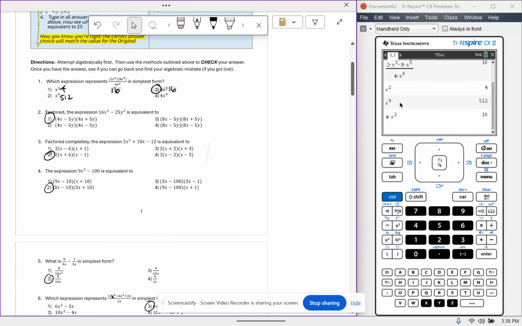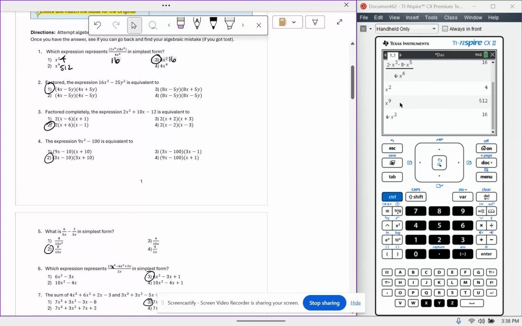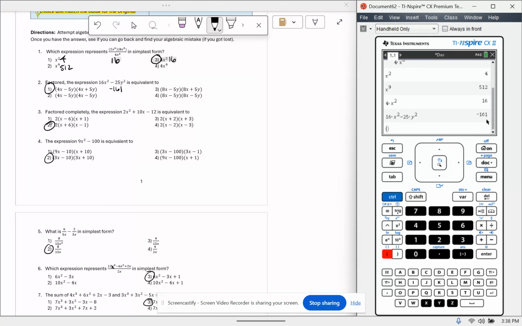All right, question 2. It says factor the expression 16x squared minus 25y squared. Let's type that in, and then we'll see which answer choice is equivalent. I'm looking for the match of negative 161. So let's type in answer choice 1 and see if that is in fact negative 161.